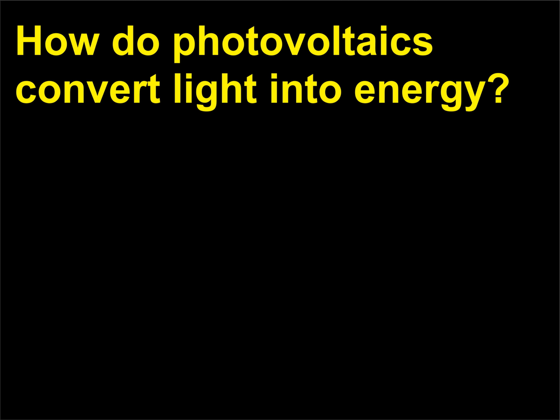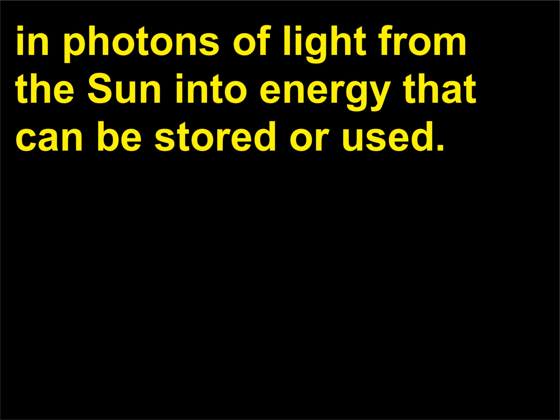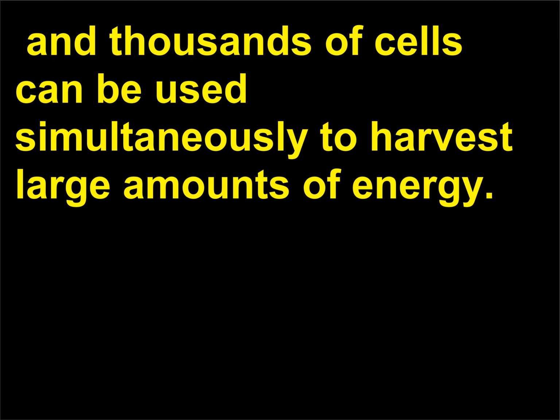How do photovoltaics convert light into energy? Photovoltaic cells are the materials responsible for converting the energy in photons of light from the sun into energy that can be stored or used. Individual cells usually range in size from areas of roughly 1 square inch to 1 square foot. And thousands of cells can be used simultaneously to harvest large amounts of energy.